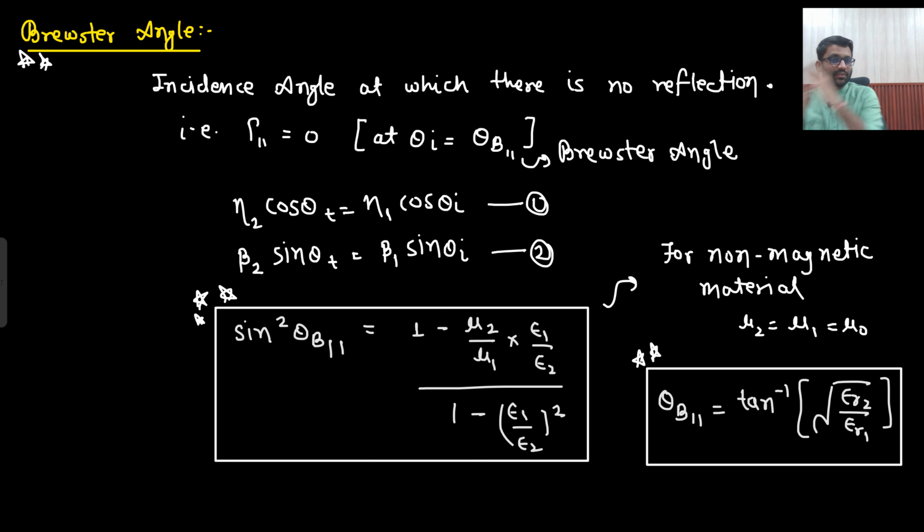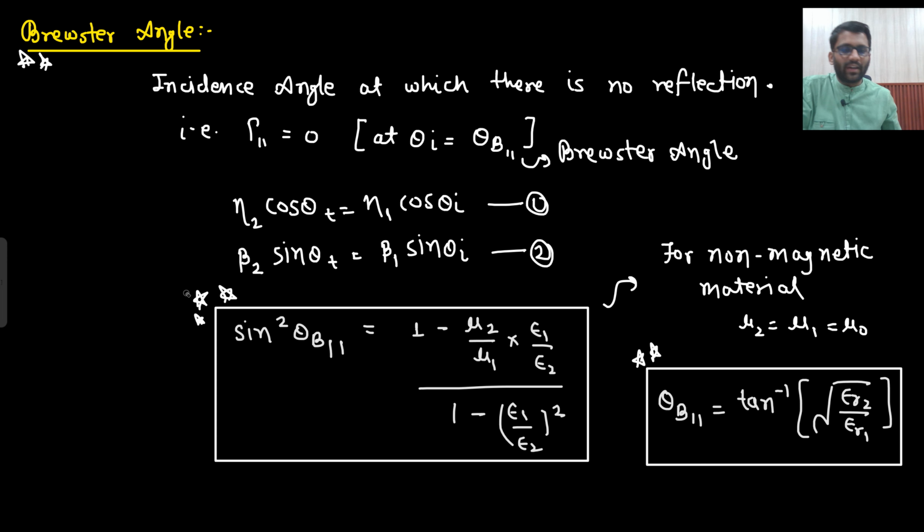And that is equal to sine square theta B parallel. So sine square theta B parallel is equal to 1 minus mu 2 by mu 1 into epsilon 1 by epsilon 2, divided by 1 minus epsilon 1 by epsilon 2 whole square. That's it. There you go.